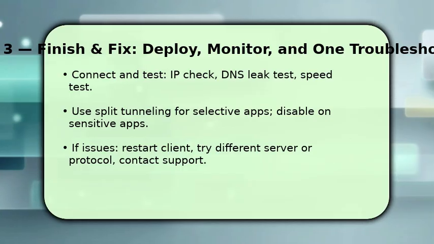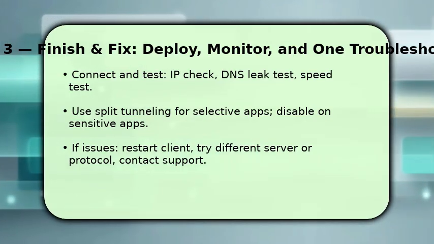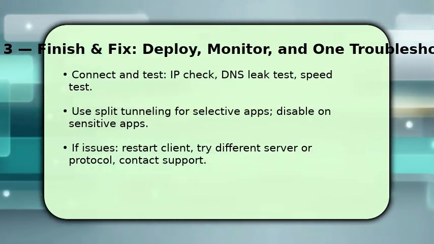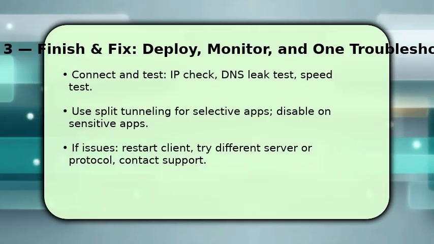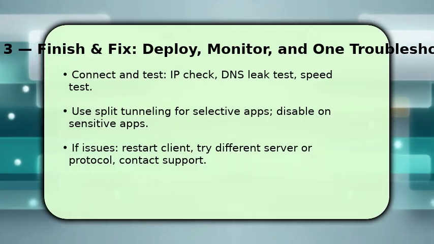For selective routing, enable split tunneling so only chosen apps use the VPN. If things go wrong, restart the client, switch servers or protocols, and contact support. Those steps usually resolve the common connection or leak problems.